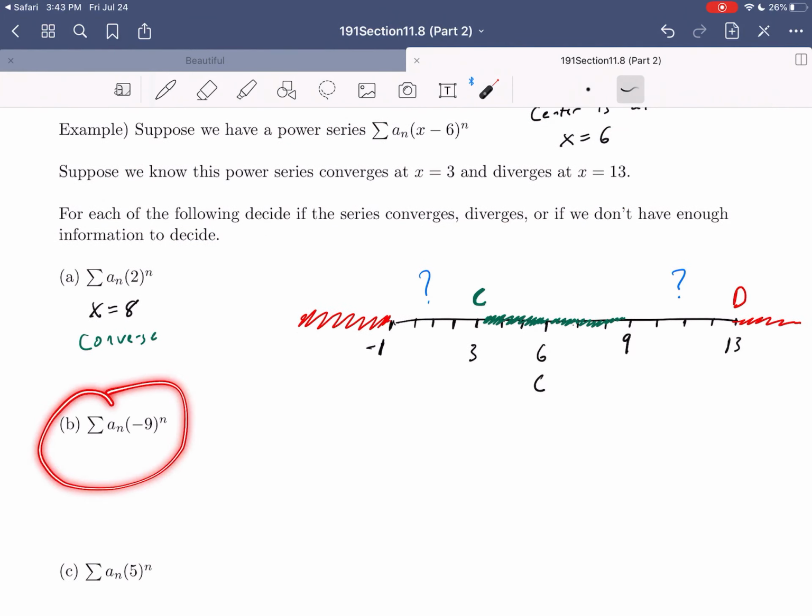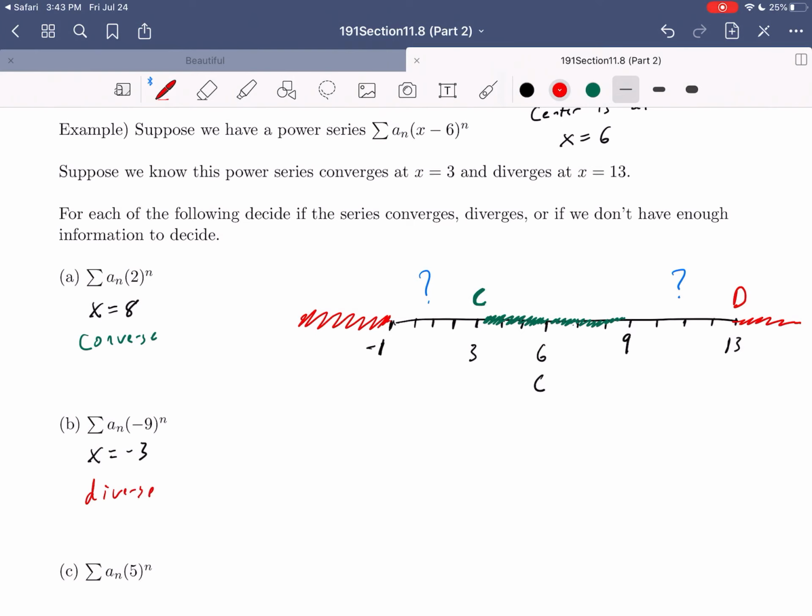What about this? Well, negative 9 to the n. What x value must we be plugging in? x minus 6 needs to be negative 9. That makes x equal to negative 3. Negative 3, well, that would be negative 2, negative 3 down here. Solidly in the diverge range, that must diverge.